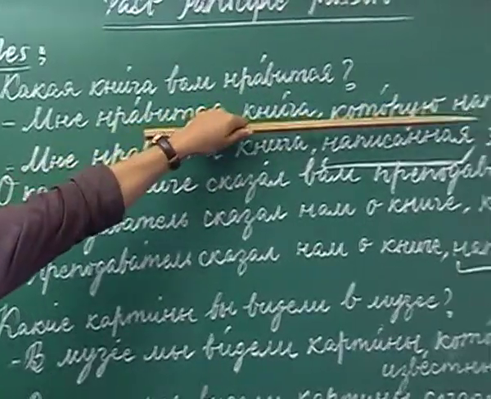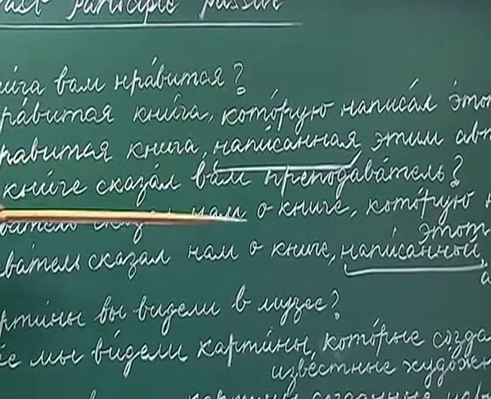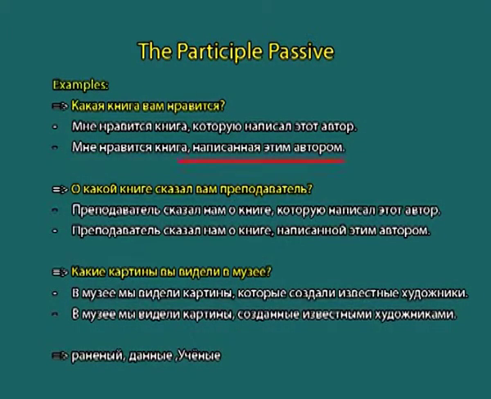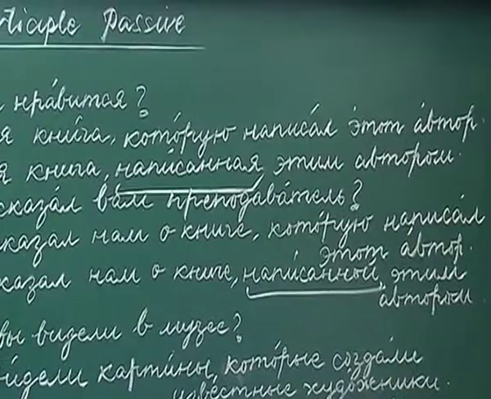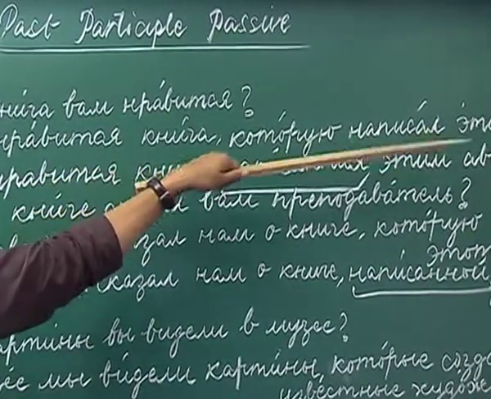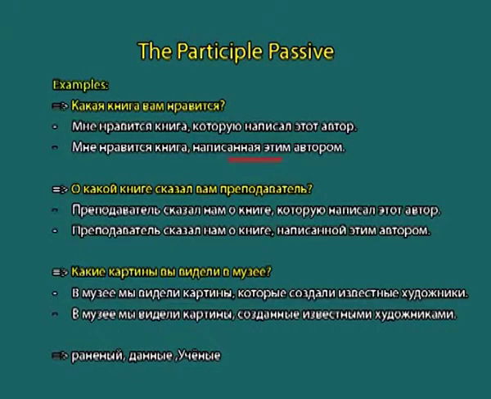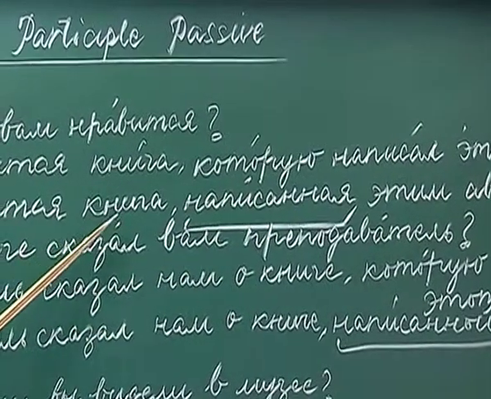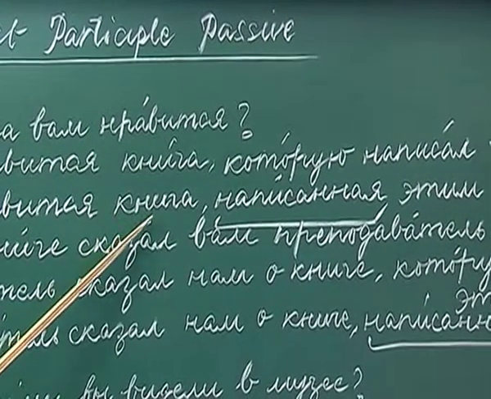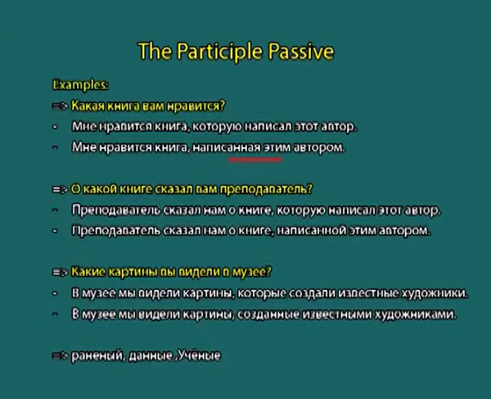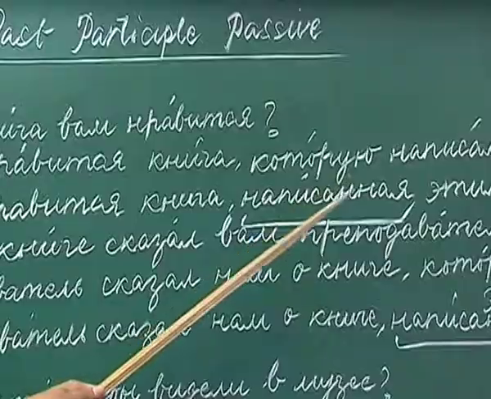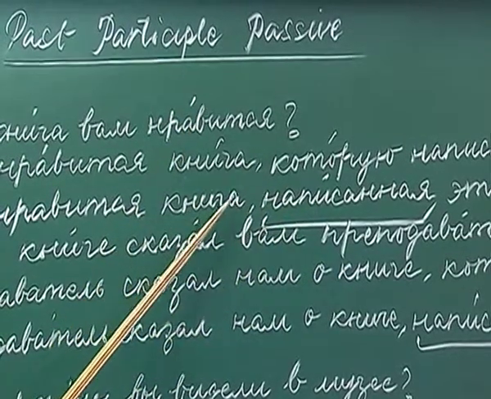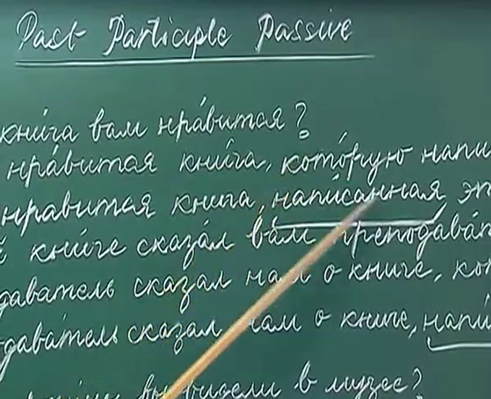The same sentence, as you can see, is in the passive voice. How will we change it using the past participle passive? Mnye naravatsa kniga napisanaya etim afteram. I like the book which was written by this author. So, here as you can see, napisanaya is the past participle passive and the form of napisanaya depends on the form of the noun kniga. Since it's singular number, nominative case and feminine gender, the same gender, number and case will be followed in the past participle passive. That is why napisanaya is singular, nominative case and feminine gender.